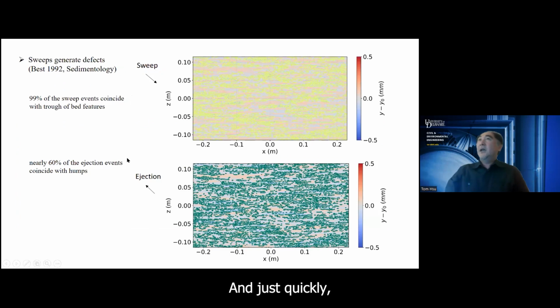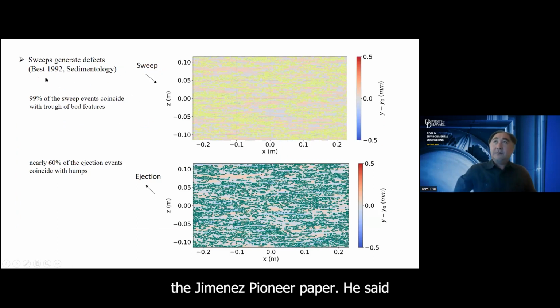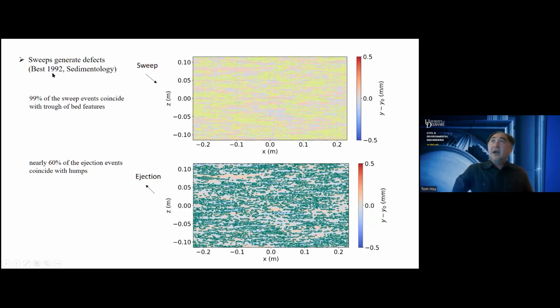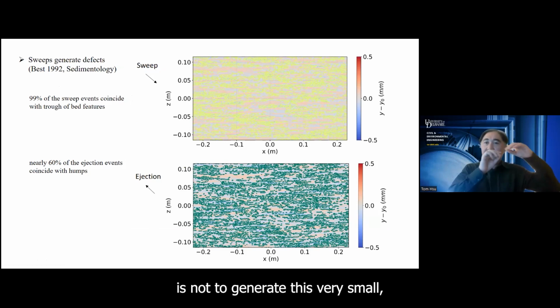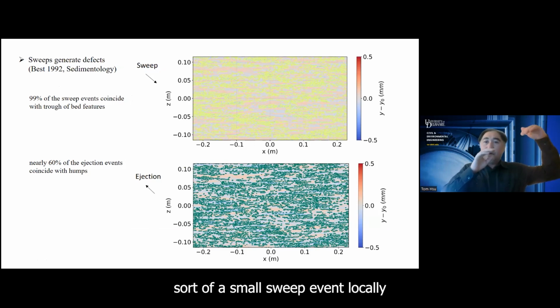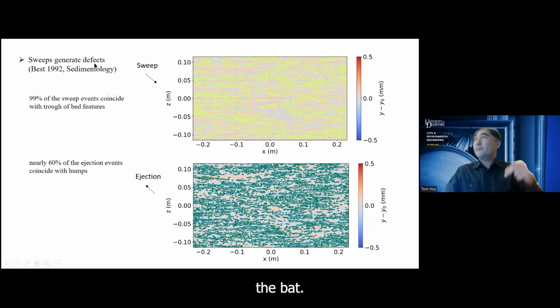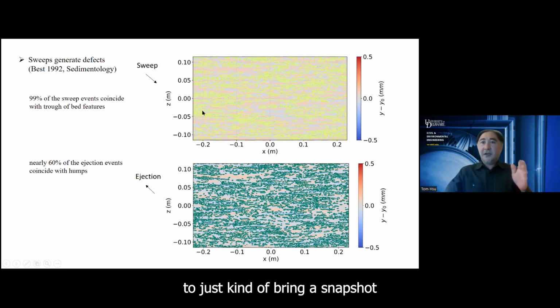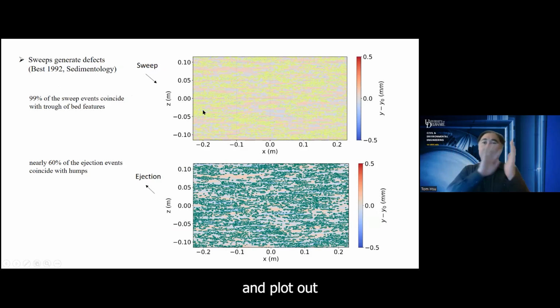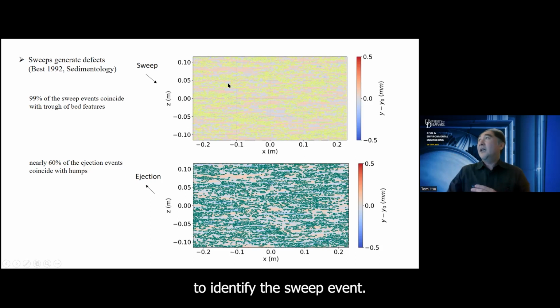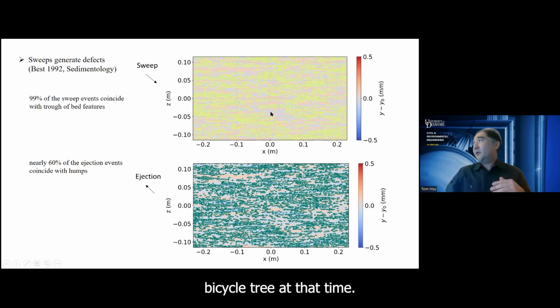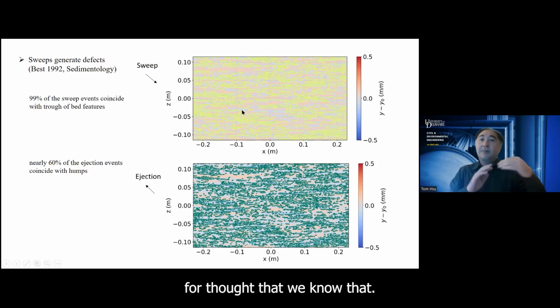And just quickly, going back to Jim Best's pioneer paper. He said this is because the turbulent coherent structure generates this very small, sort of a small sweep event locally that drives the defect of the bed. So here we try to just bring a snapshot and plot it out. First we use the contour to identify the sweep event. Then we overlay that with the bathymetry at that time. This is a little bit crude. There's some history effect, but we ignore that.